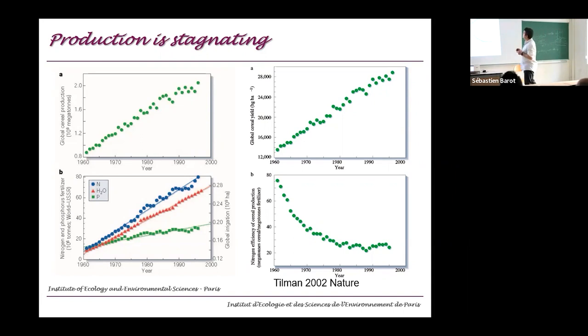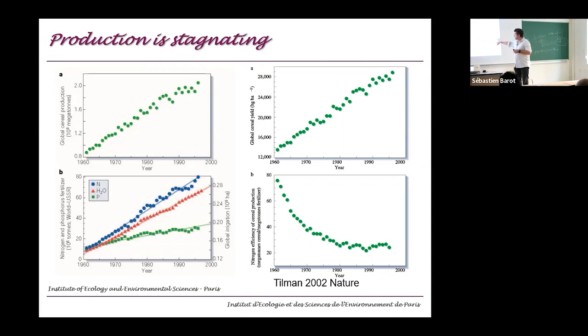Oh, it's an absolute number at a global scale. Probably behind these numbers, you also have the increase in the cultivated surface. Sorry? No, you're right. Here it's a global production, and here it's per hectare. Yeah, you're right. But then you see the connection between the two graphs.